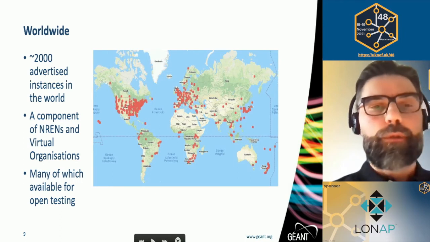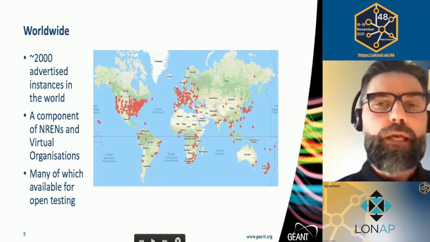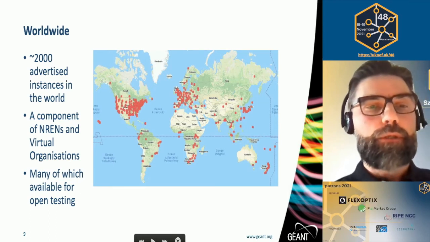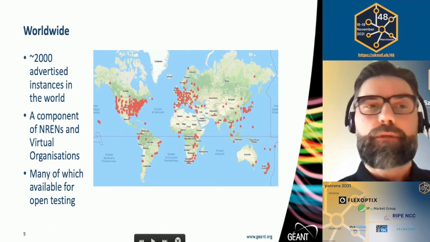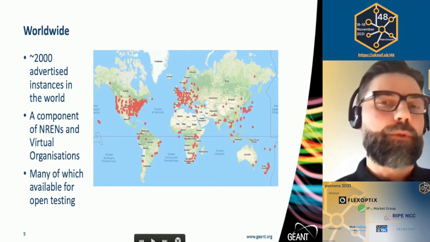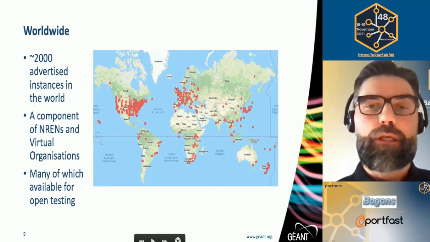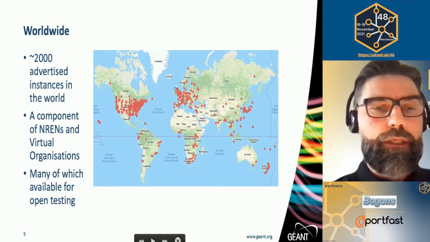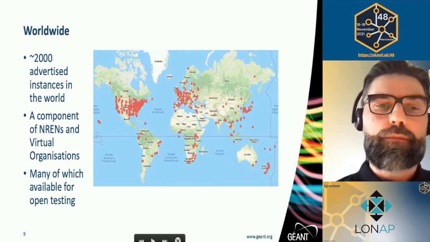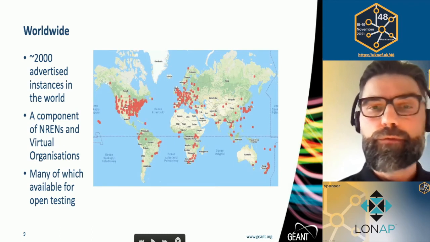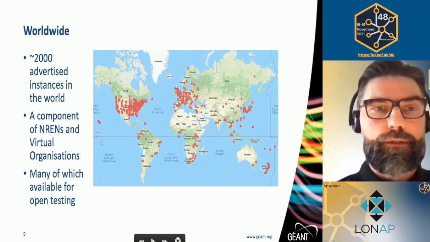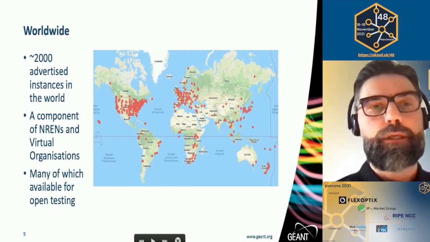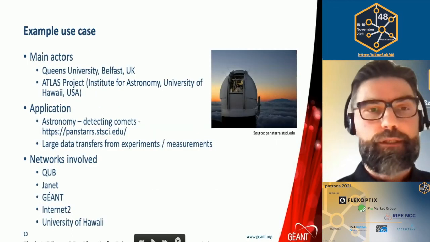They are deployed in multiple places, in NRENs, in research organizations and institutions, but also in virtual organizations. So you can imagine that there is an organization which is spread over multiple domains, like, for instance, the LHC community, which is an example of such an organization. And as I said, many of them are available for open testing, and you are free to do a test towards such an instance, and you can also include such an instance into your mesh in order to make regular testing and observe the performance of the network. Next slide, please.